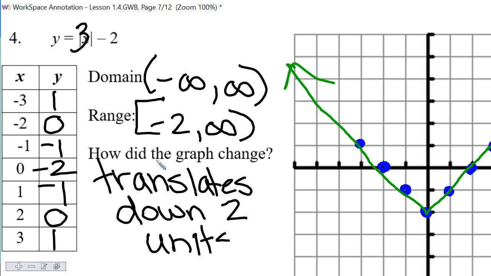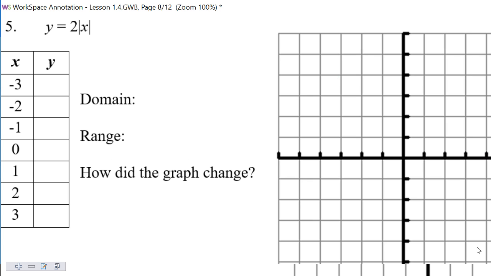Okay, on the last page, number 5. Now, this means 2 times the absolute value of x. So we need to do 2 times the absolute value of -3. So we need to make sure we work inside the grouping symbol first, and then multiply that answer by 2. So what's the absolute value of -3? 3, and 3 times 2 is 6.